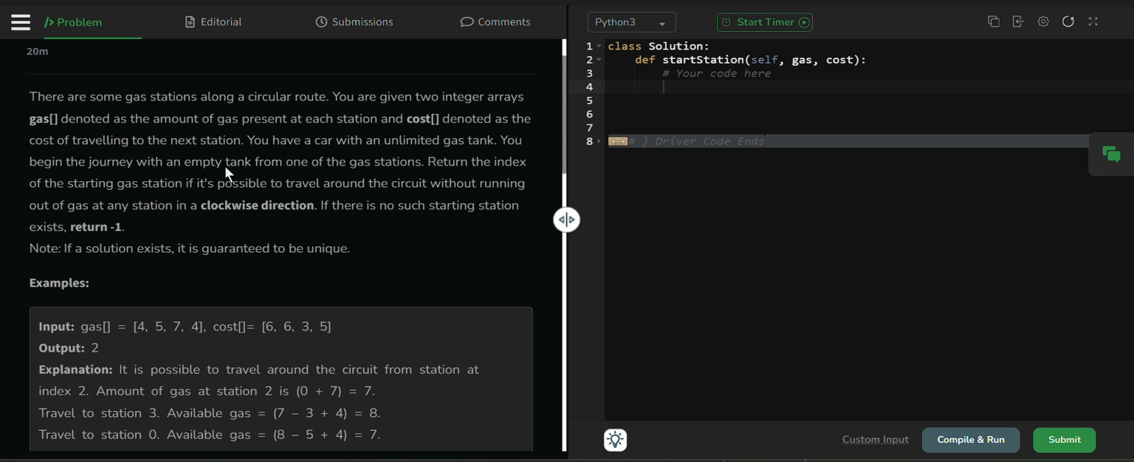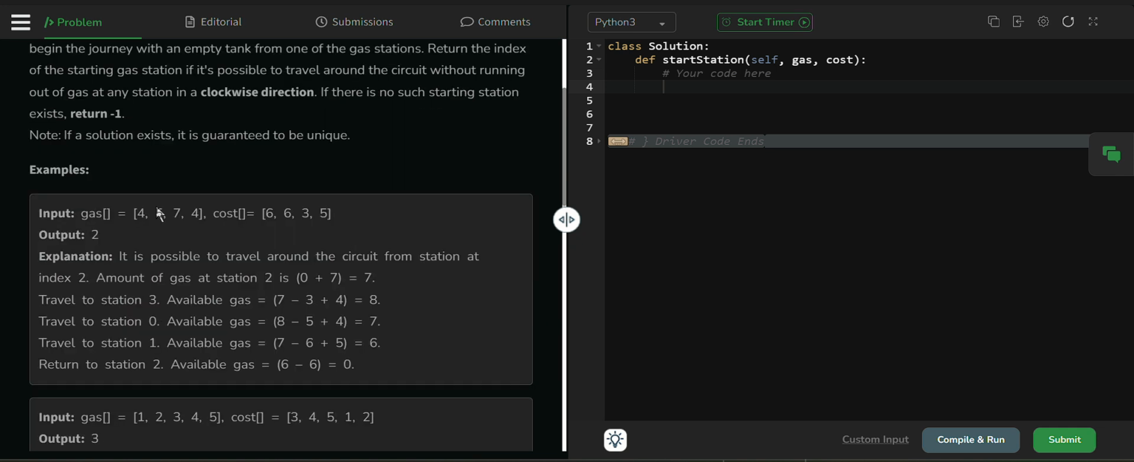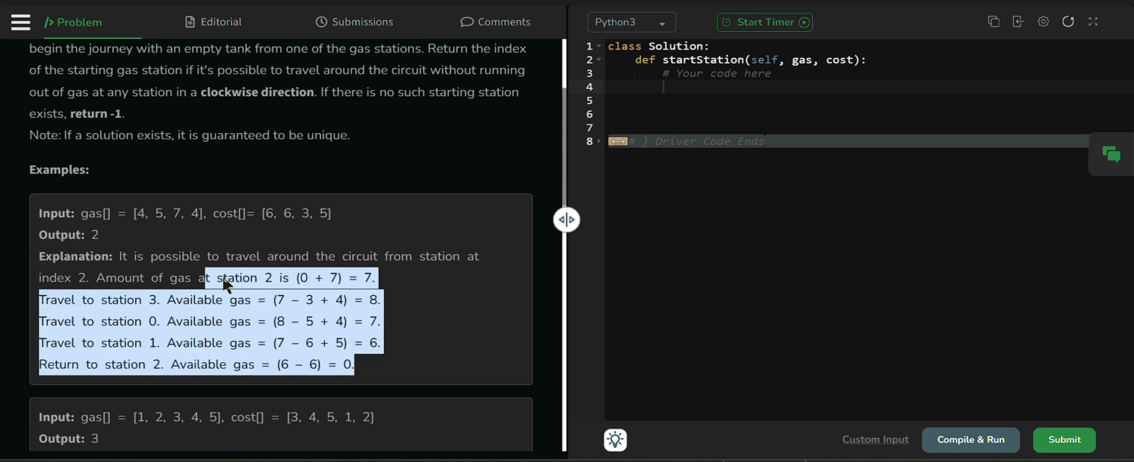You have to return the starting gas station such that after covering the whole journey, because it is a circular route, the gas amount should not be negative. It should be non-negative only. Let's take this example: gas 4 5 7 4 and cost 6 6 3 5. If we start from index 2, my net amount of gas will be 0 here.